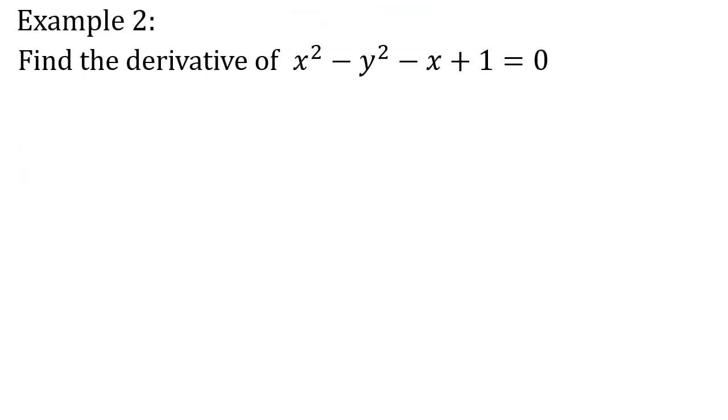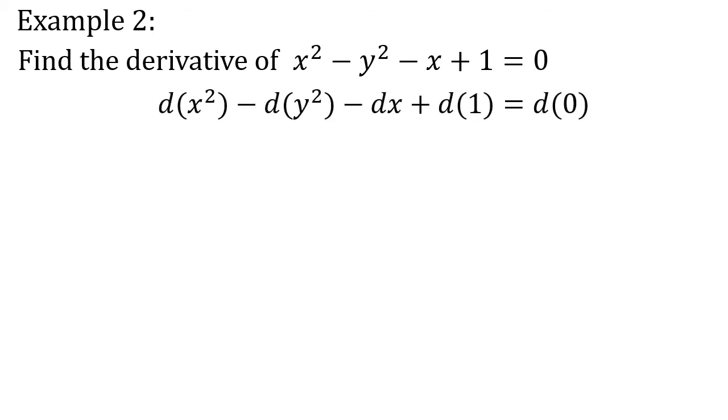Okay, example number 2. Find the derivative of x squared minus y squared minus x plus 1 equals 0. First thing to do is to get the derivative of each term. So this will become dx squared minus dy squared minus dx plus derivative of 1 equals derivative of 0. So this will become 2x dx minus 2y dy minus dx plus 0 equals 0.